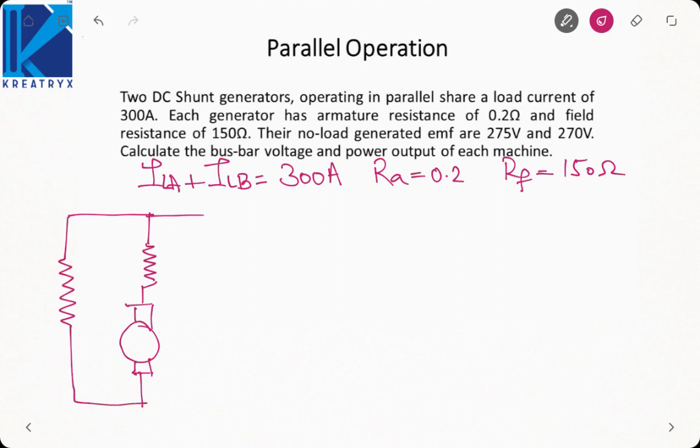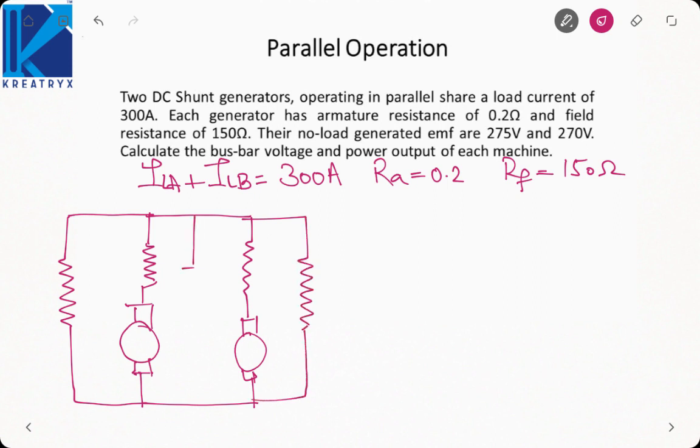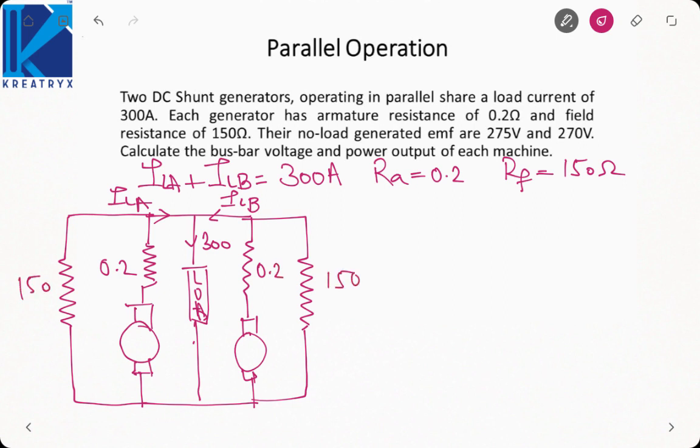this is one generator. Similarly, we have another generator like this, and here we have the load. This is ILA, ILB. The load current here is 300. So this is 0.2, 0.2, 150, 150. The EMF of the first machine is 275, the second one is 270.